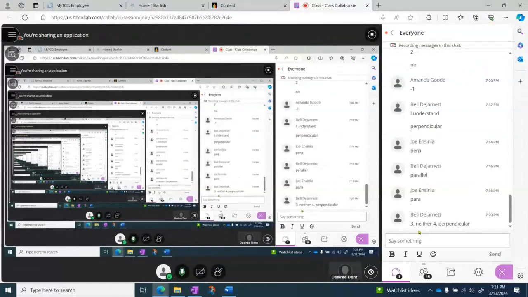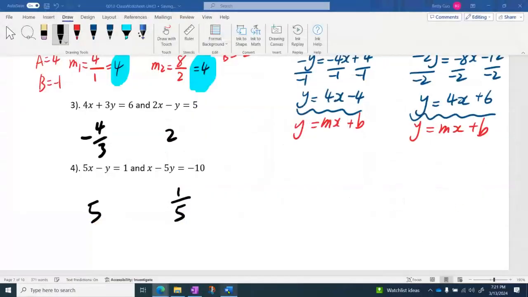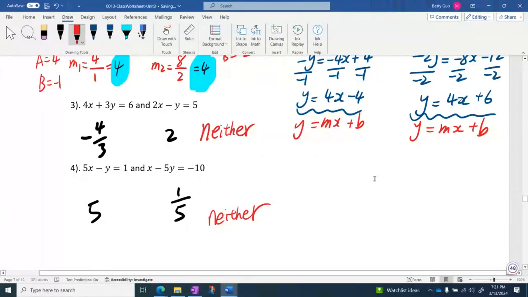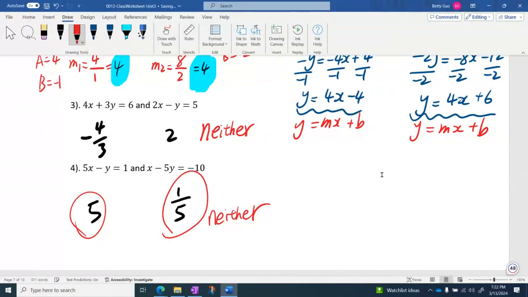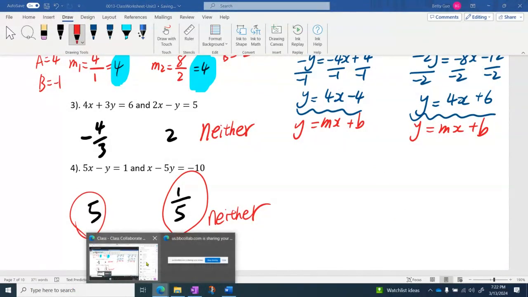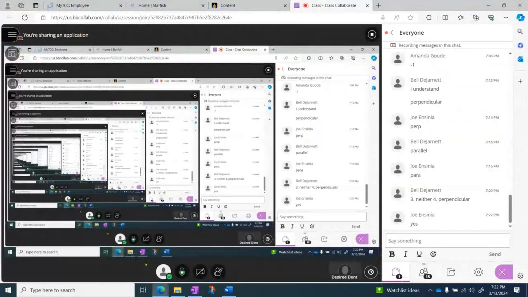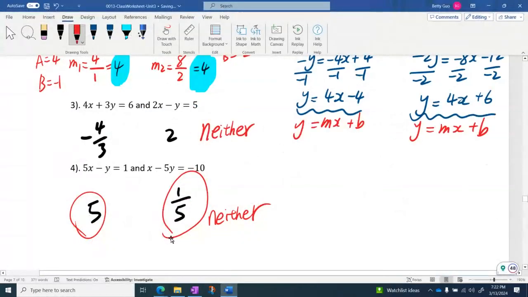Number 3, neither. Number 4, okay, let me see. Number 3 is neither, I agree. But could you look at number 4 closer? Are they opposite reciprocal? Yeah, they are just reciprocal. They are not opposite reciprocal, right? Guys, are they opposite reciprocal?